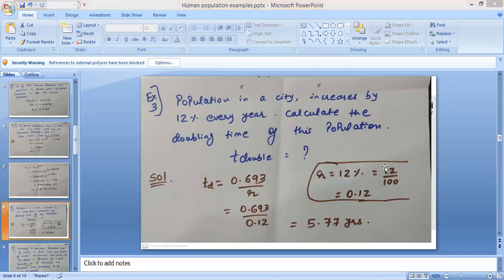Yes, very good. So this is the correct answer, 5.77 years. So T D, or you can say T double, is equal to 5.77 years. Please note down very quickly. This is very simple, but you should get to know what is particularly asked of you. Okay, moving further.